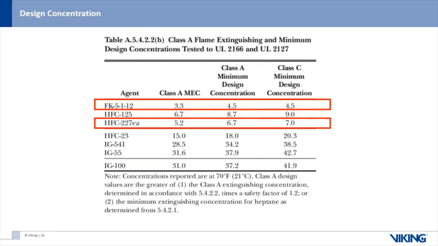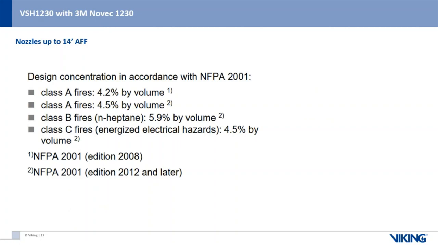For HFC 227ea, we have an MEC of 5.2. And then that gives us a Class A design concentration of 6.7, and a Class C design concentration of 7.0. Now, this is out of the tables in NFPA 2001. So if we go to the next slide, we'll show you what is in the manuals for the VSH 1230, 3M Novec 1230 system. So for nozzles up to 14 feet above the finished floor, we have out of the manual, and it shows us Class A fire is 4.2, and then there's a number there, number 1.